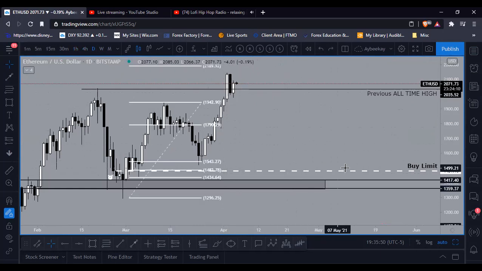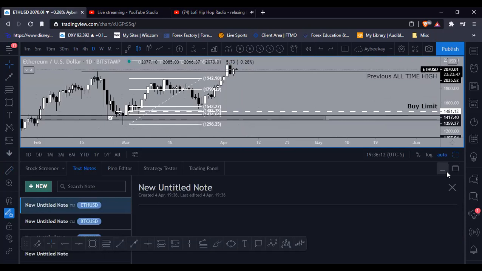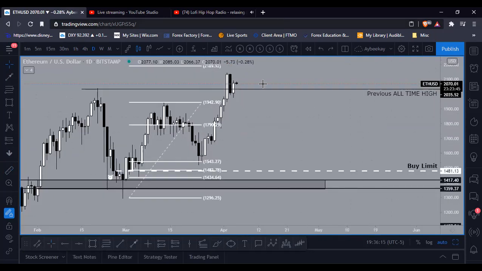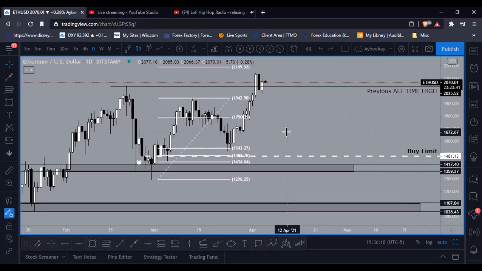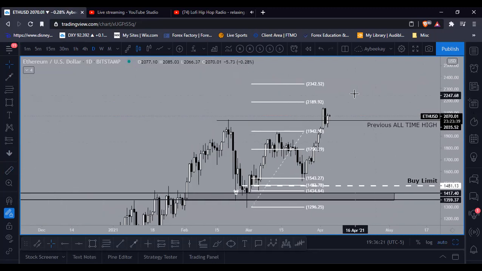Again, guys, I missed my entry right here at the buy limit. I missed it by how many pips? By 382 pips. That's how much I missed getting into this buy. That would have paid me if I got into it. I would have been up 5,955 pips. That's insane. But yeah, so with that being said, with Ethereum, it's just gonna come up to 2,342 personally. It's gonna keep going bullish.